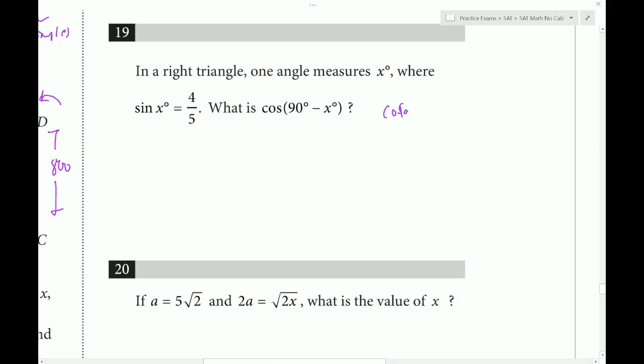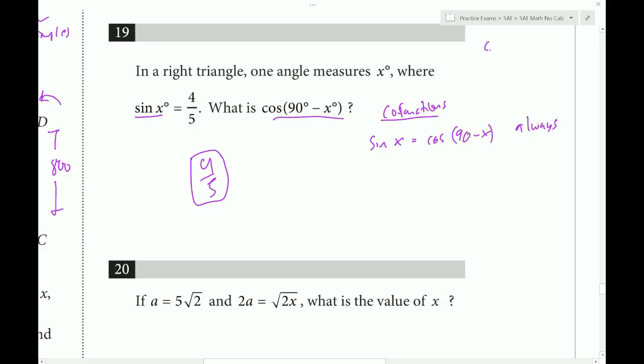So this is a cofunctions question. By the method of cofunctions, I know that the sine of x is always equal to the cosine of 90 minus x. So if I know that the sine of x is 4/5, then the cosine of 90 minus x must be the same thing, must be 4/5. Very simple question if you know about cofunctions. Other cofunctions are tangent and cotangent, and secant and cosecant. That's why they're named that way, because of the idea of cofunctions.